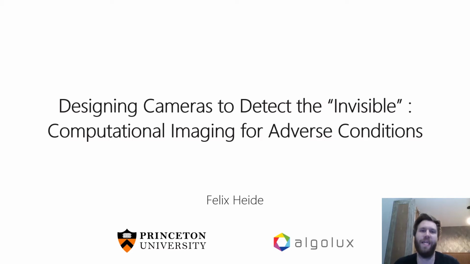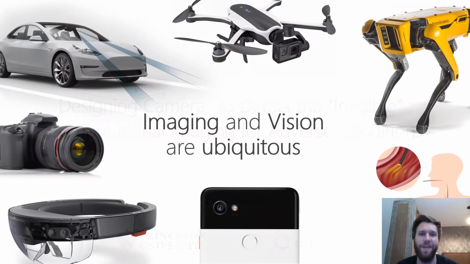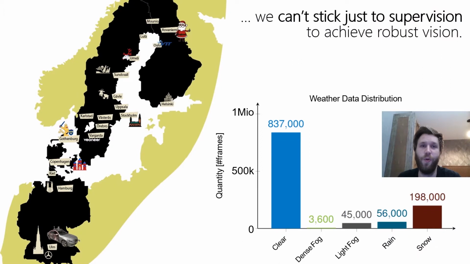Today I'll be talking about designing cameras to detect the invisible, computational imaging for adverse conditions. Imaging and vision systems surround us in our daily lives, be that in our personal devices, in health and robotics, or in autonomous vehicles of the future. To build vision and control systems for these very diverse applications, they must handle harsh and oftentimes unseen conditions such as extreme fog, snow, and rain.